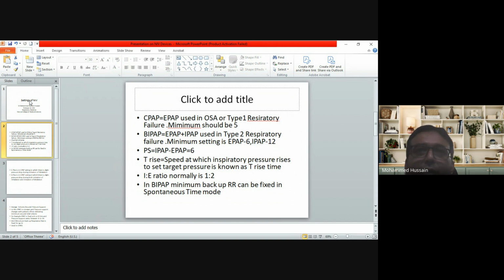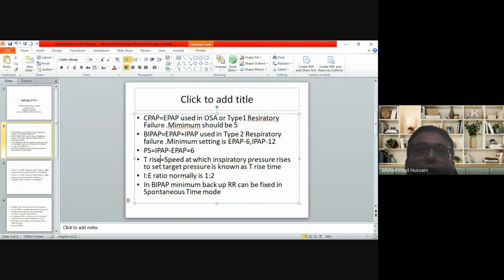And the minimum EPAP setting is always 6. And IPAP can vary between 12 to 20. And pressure support is the difference between EPAP and IPAP. One more thing is T-rise time. So how fast you are delivering inspiratory pressure.